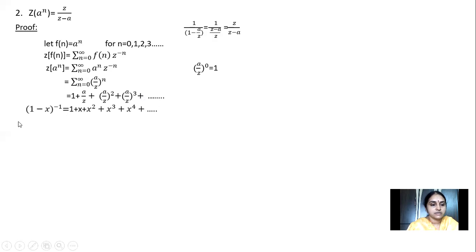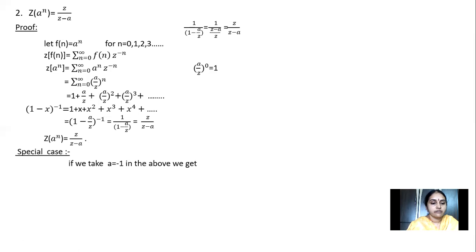All plus terms are there. 1 minus x whole power minus 1 equals 1 plus x plus x square and so on. In place of x we have a by z. So 1 by 1 minus a by z. Take z as LCM, z minus a by z, written in reverse order, you will get z by z minus a. So what is the formula? Z of a power n is equal to z by z minus a.